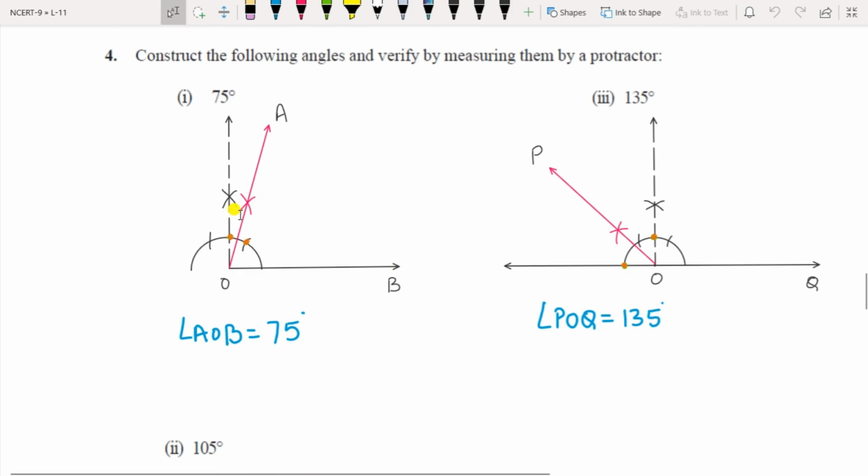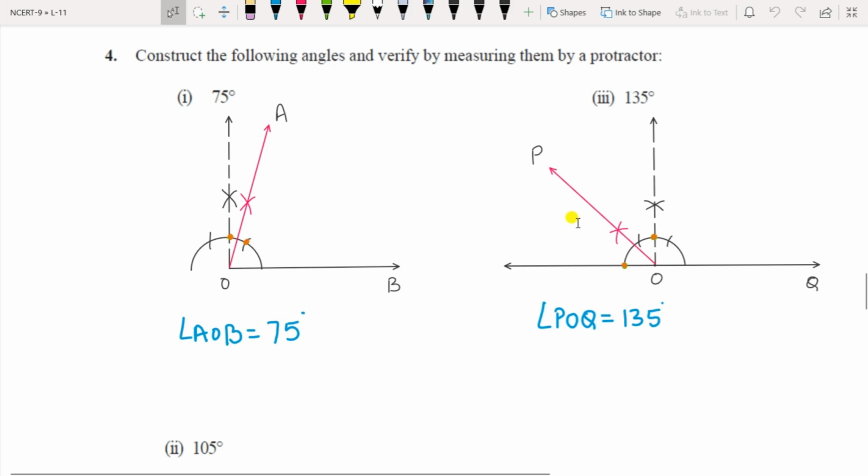Here you have to draw 75 without using the protractor, and then you have to verify it by using the protractor. So for that, first you have to draw 90, then 75 comes between 60 and 90. So taking the length from 60 to 90, cut this arc once from 60 and the other from 90, cut the previous arc and join this line. This AOB will be your 75.